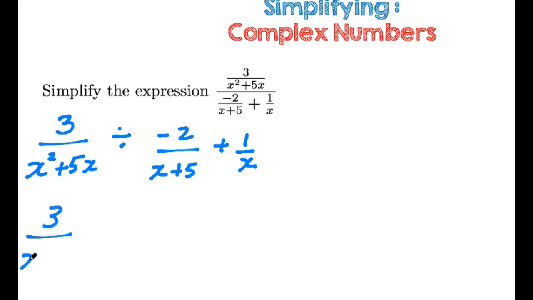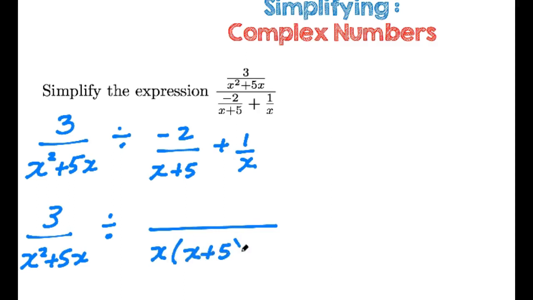So what I'm going to do is leave the left side alone and work the right side. So 3 over x squared plus 5x stays. I'm not going to flip yet. I need a common denominator. So x plus 5 times x is going to be the common denominator here. Just multiply your denominators together. That gives you a common denominator.